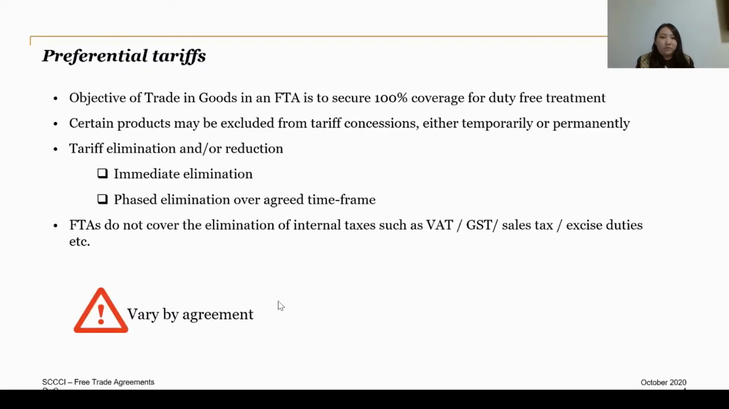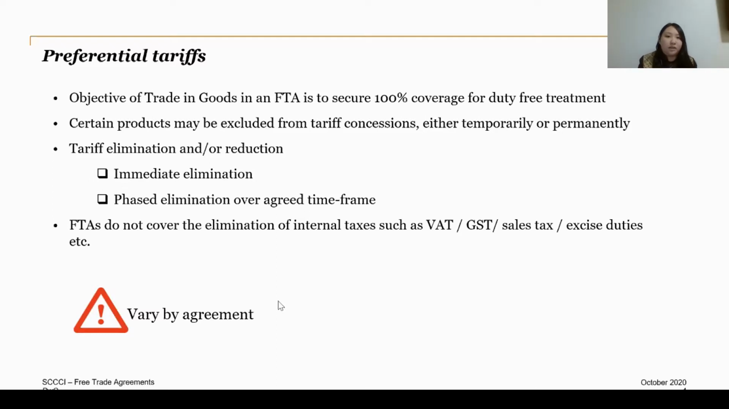So we're diving straight into the trade in goods chapter in an FTA. Usually that's the meaty part, the part that people are interested in and look into. The objective of the trade in goods chapter is to secure duty-free treatment as much as possible between two countries. You might have heard in the news about this agreement, that agreement, and how many rounds of negotiations it goes through between countries.